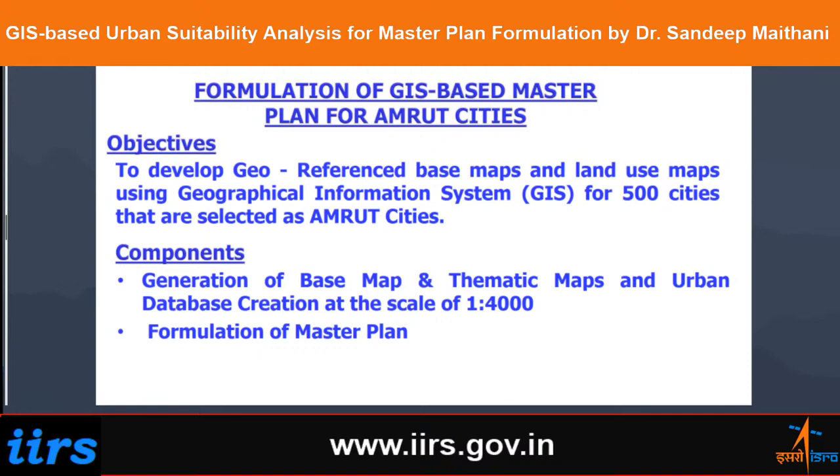And this database is in a digital form, so we can easily edit it, transfer it from one place to another, and safekeeping of the map is also not a problem. Then using this urban database consisting of various thematic maps at a scale of 1 is to 4,000 in a GIS environment, we are generating the master plan. A master plan is a document which provides a reference for future growth of a city. An urban planner has to take a decision regarding the future growth of a city.